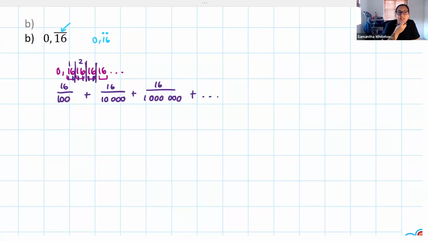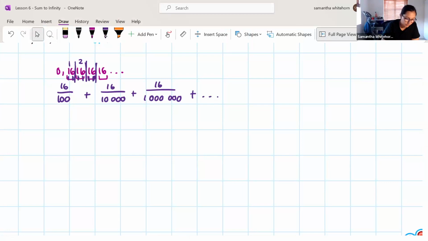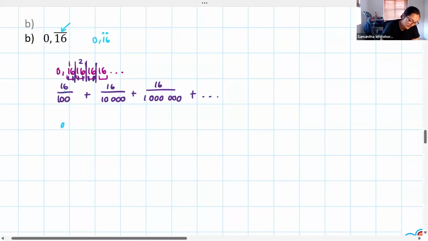And so hopefully what you're seeing here is that I'm going up every hundreds, 10,000s, millions. And that's because of the 2 recurring values. But I have my sequence now. And so what that means is I can now use my sum to infinity formula. So we know what A is. It's 16 over 100.